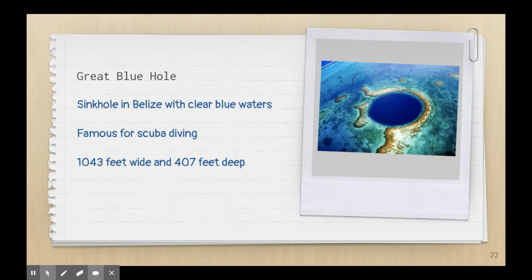We have the Great Blue Hole, which is a sinkhole located in Belize with clear blue waters. It is famous for scuba diving. It is 1,043 feet wide and 407 feet deep.